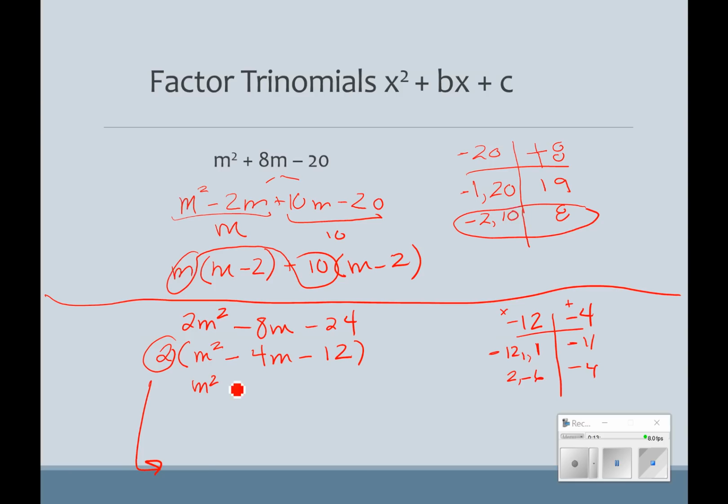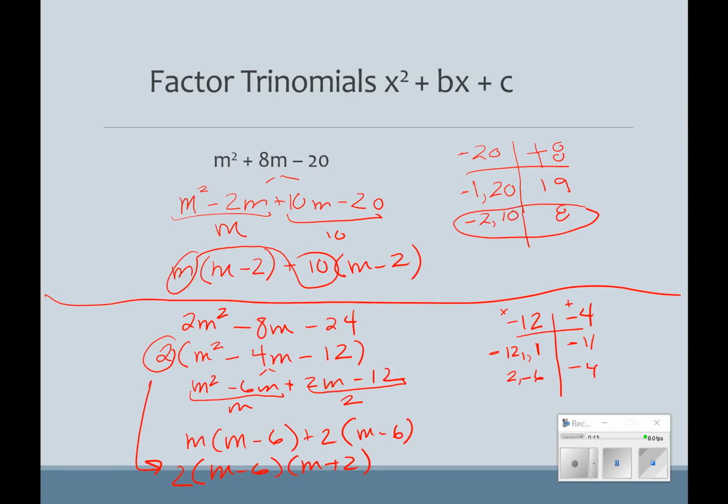So m squared minus 6m minus 2m minus 12. Factor out an m. I get m times m minus 6. That should be plus 2m. Factor out a 2, and I'm going to get m minus 6 again. So my final factors putting together are m minus 6 and m plus 2, and then we bring down the 2 that we started with. So don't forget to look for a greatest common factor.